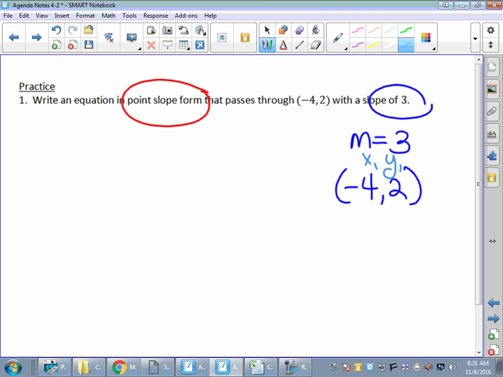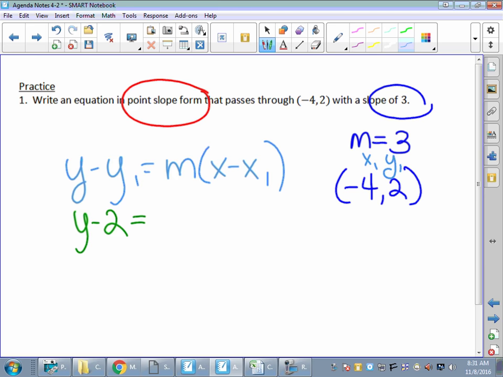So it said when we did those steps to guide us through, identify or find the slope. Well, we know that. Use our point slope form and plug those things in. So I'm going to do y minus 2 equals a slope of 3 times x minus negative 4. And my work here is done because it told me that I wanted point slope form, so I don't have to go any further.